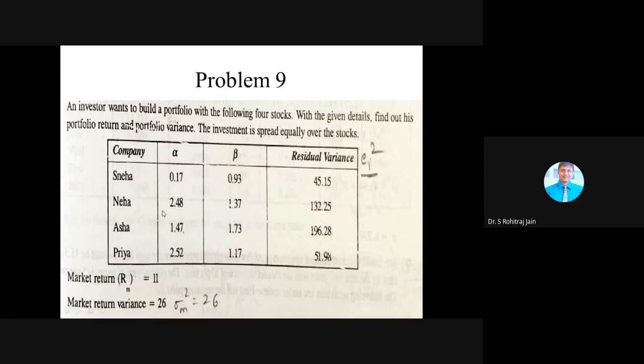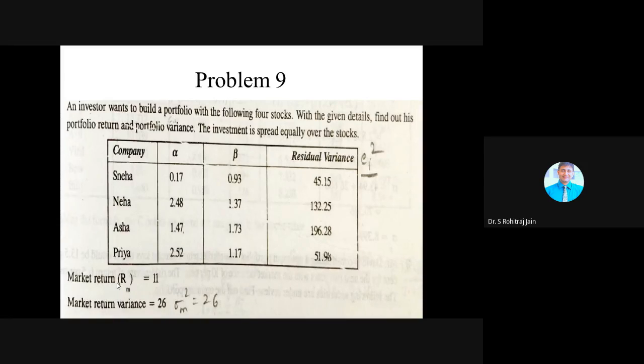Now one more thing they have given, please remember: the market return. So overall market return is how much? 11. Overall market return is 11. Market return variance, please remember, is 26. Symbolically, we write it as sigma m square. So when I write sigma m square, it is called market return variance. Whereas RM is market return.